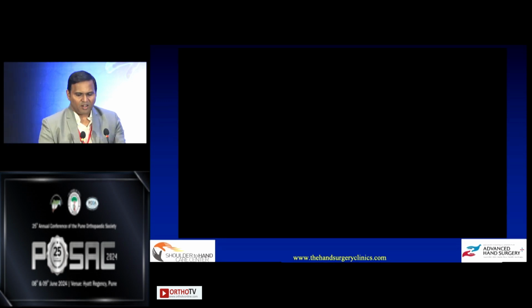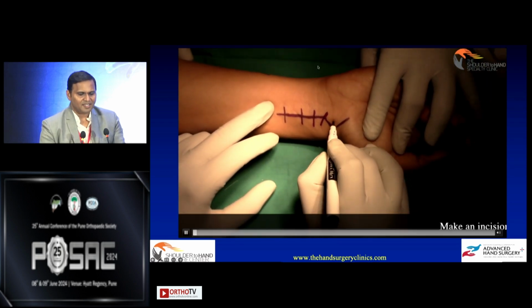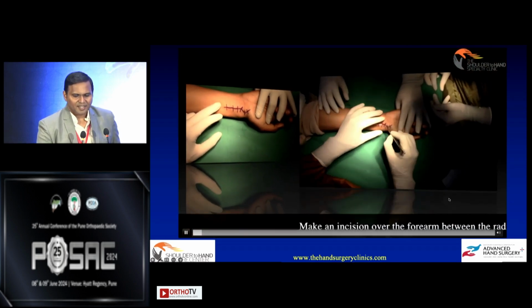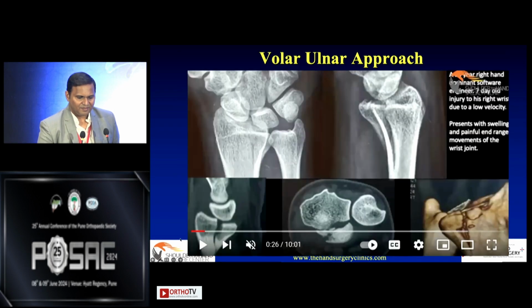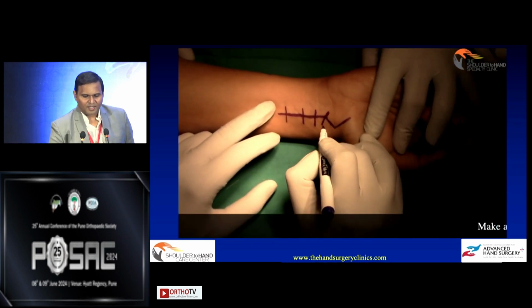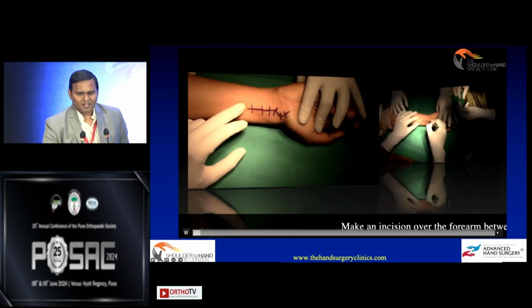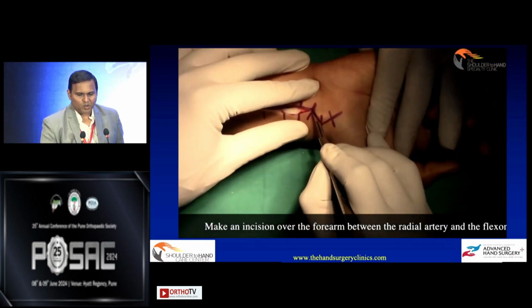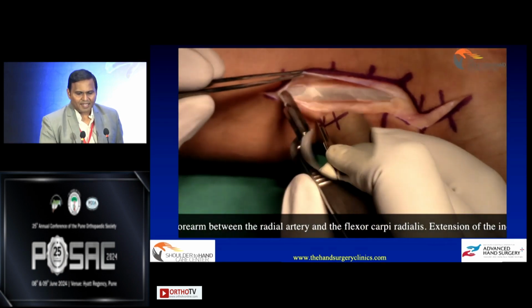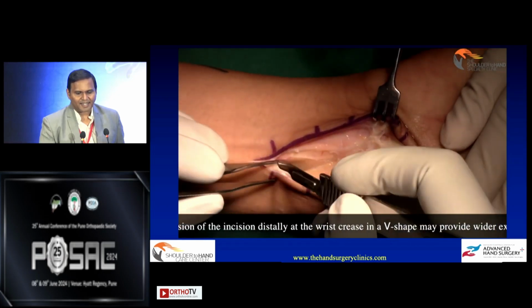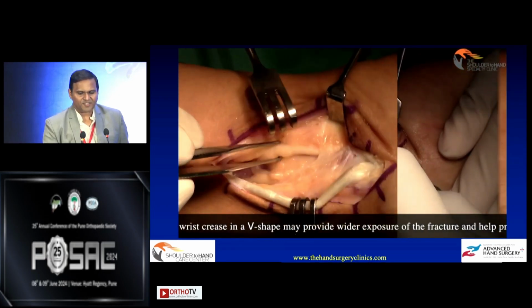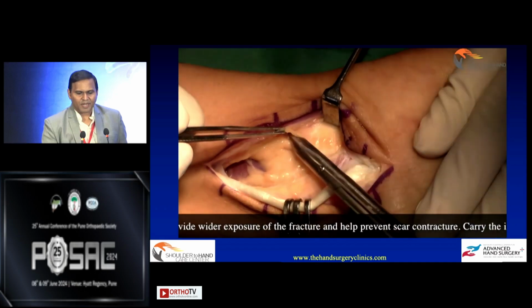This is a video of the volar approach of distal radius fracture. So we begin with the volar incision over the FCR. An angle is created at the distal extent. The FCR tendon is identified and retracted laterally. We go through the subsheath of FCR and identify the FPL tendon.